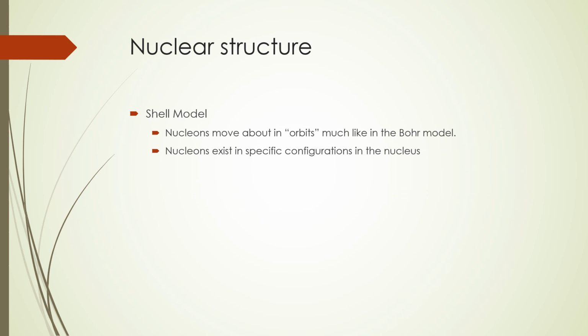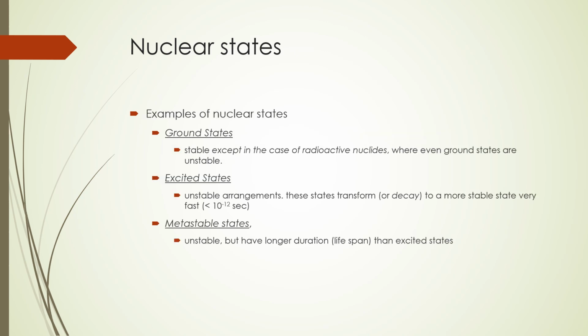An accepted model of the nucleus is the shell model. In the shell model, nucleons move about in orbits much like in the Bohr model. Also, nucleons exist in specific configurations in the nucleus like in the Bohr model. There are several nuclear configurations. Some of these nuclear configurations are more stable than others. Depending on the stability of a configuration, the state of a nucleus can be classified as a ground state. The ground states are stable except in the case of radioactive nuclides, where even ground states are unstable.